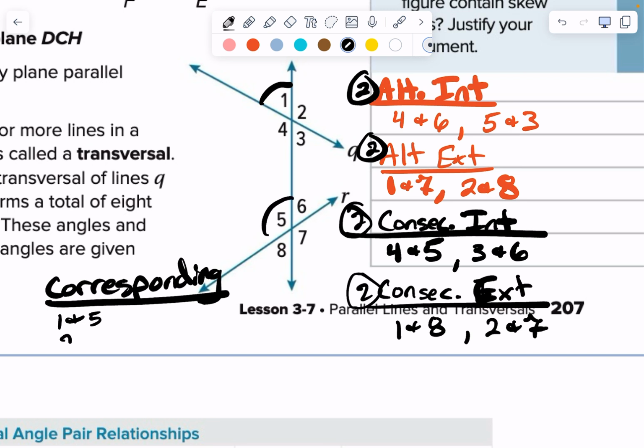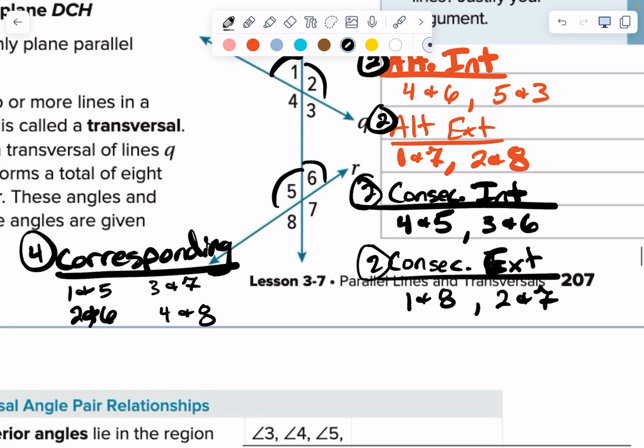2 would go with 6, right? 2 and 6 would go together. They're in the same corner, right? 3 would go with 7 and 4 would go with 8. Now, as far as corresponding angles, how many pairs are there? 4 pairs of corresponding angles. All the other ones have 2 pairs. Does that make sense? Right?